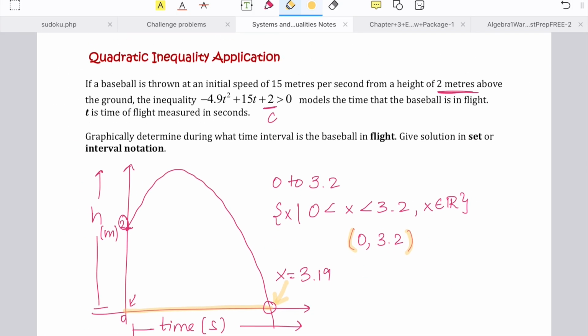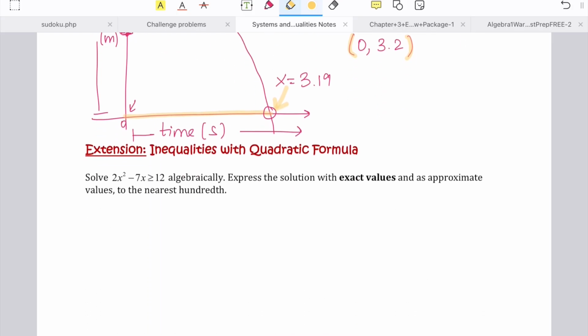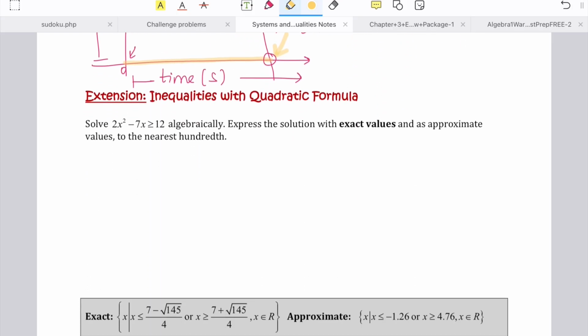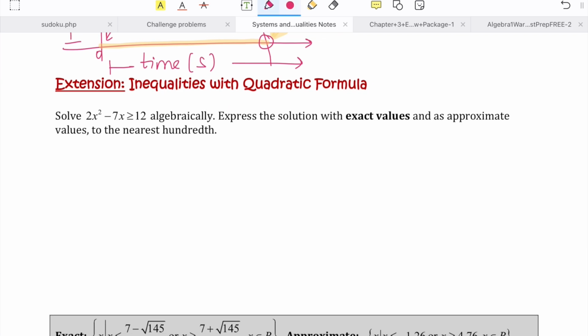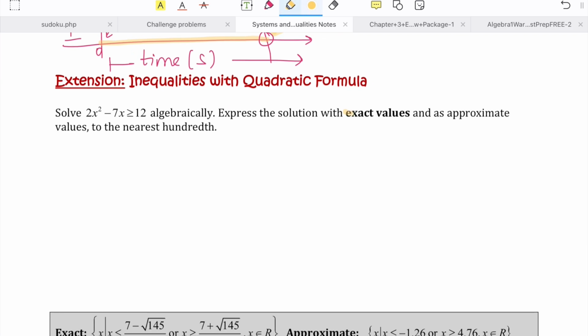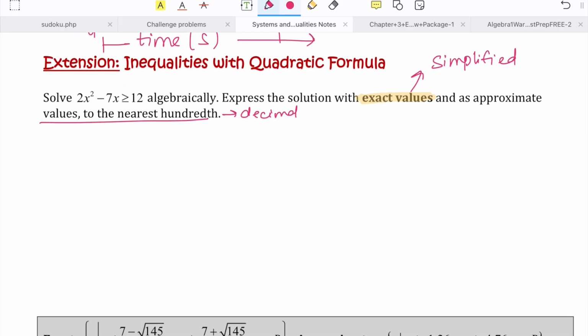I want you guys to pause the video and try the next question. Solve this using algebra. You want to figure out the exact value. I hope by now you guys know what exact values are. Radical form, we don't want our decimals, and it needs to be simplified. And then the approximate value to the nearest hundredth. So this means figure out the decimal as well. So they want both from us. We need to figure this out using algebra.